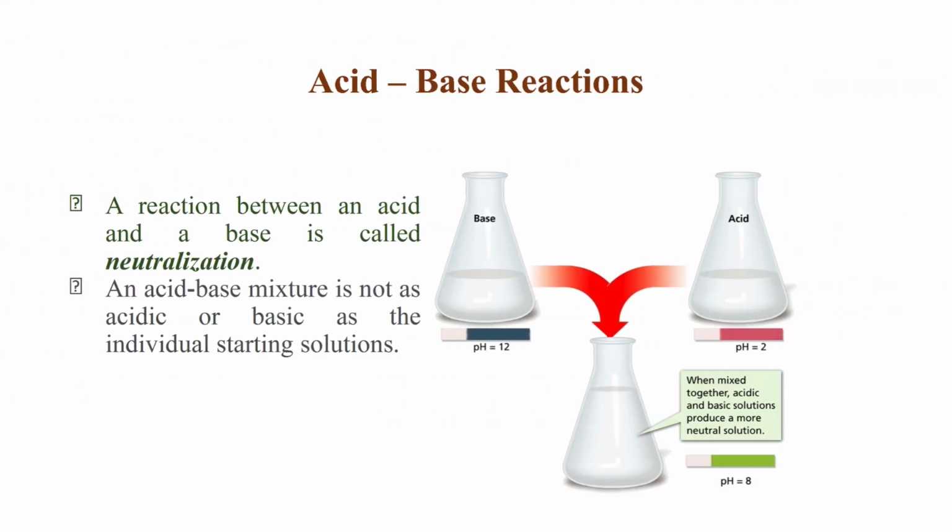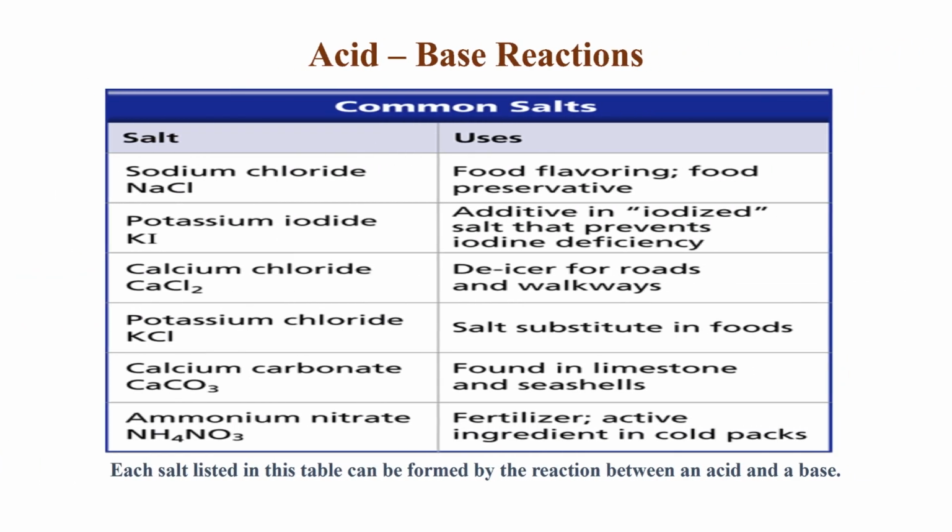So what happens when an acid and a base meet? Let's find out. A reaction between an acid and a base is called neutralization. An acid-base mixture is not as acidic or basic as the individual starting solutions. For example, imagine we have a base with the pH of 12 and an acid with the pH of 2. When mixed together, these acidic and basic solutions produce a more neutral solution, in this case with the pH of 8.